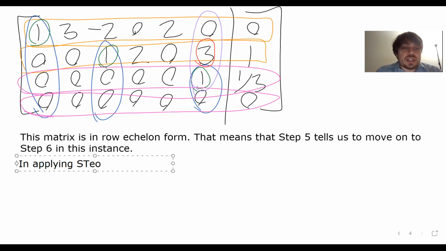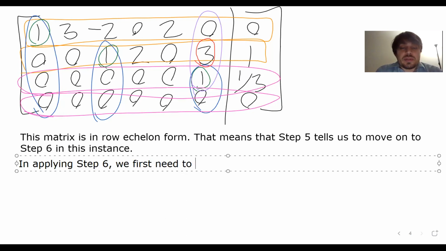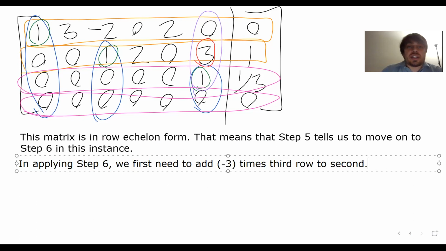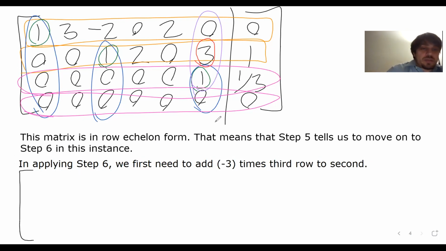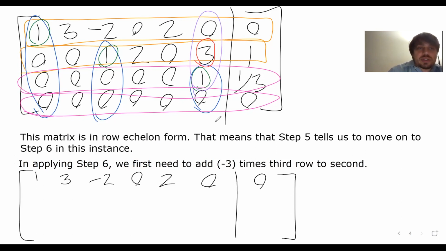In applying step 6, we first need to add -3 times the third row to the second. And then that will make a 0 where that -3 is. So let me rewrite this matrix here. Hopefully there's enough room. So we have 1, 3, -2, 0, 2, 0, 0, 0, 0, 1, 2, 0. So -3, yeah, okay, good. That's fine, and it's a 0.